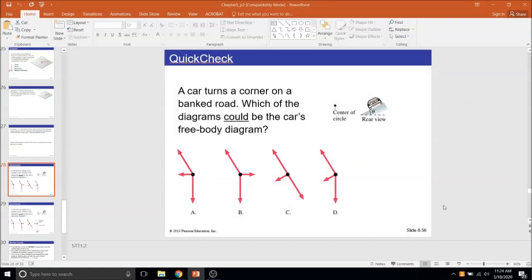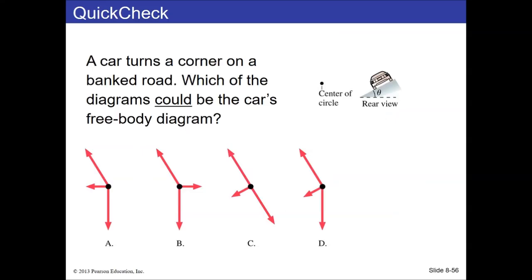Oh, where am I? All right, here I am. Okay, so 70 miles an hour, not too fast, right? We want to go faster on the road, just because we want to, right? A car turns on a road that's banked, right? Which of the diagrams could be the car's free body diagram? All right. Think about that for a minute. And the answer here is D.